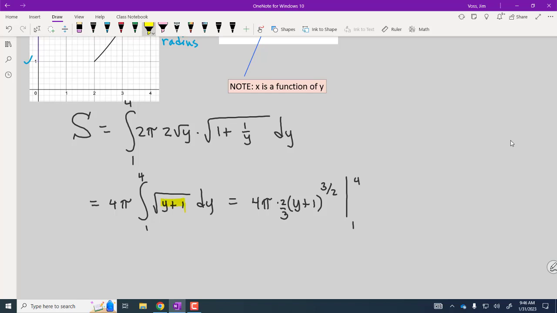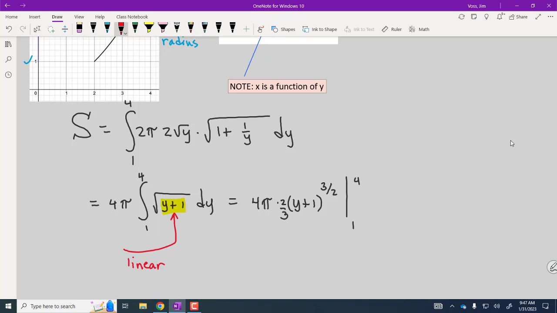What kind of function is this inside the root? Is that a trig function? Is it quadratic? Is it linear? It's a linear function. So that means we can use the reverse chain rule. So we can just do this, the integration as we see it.